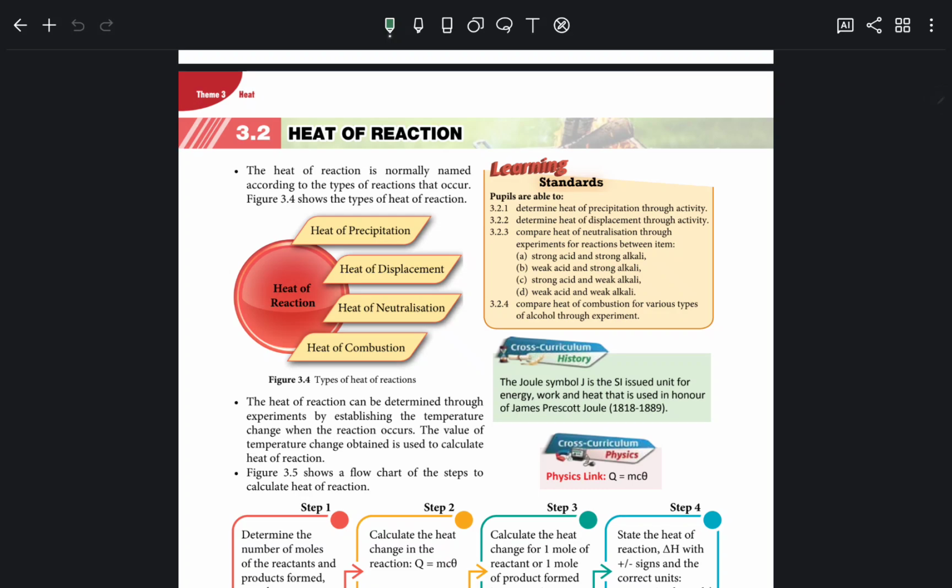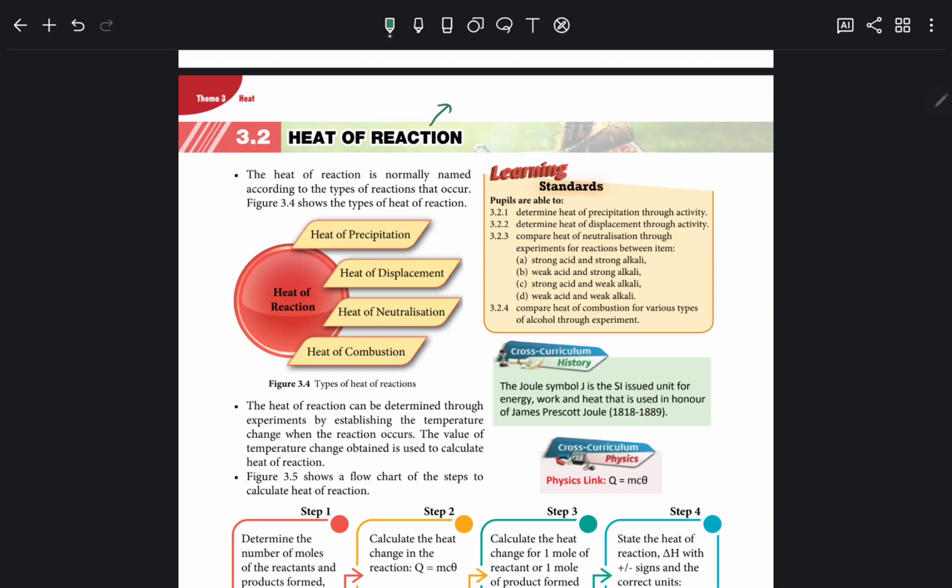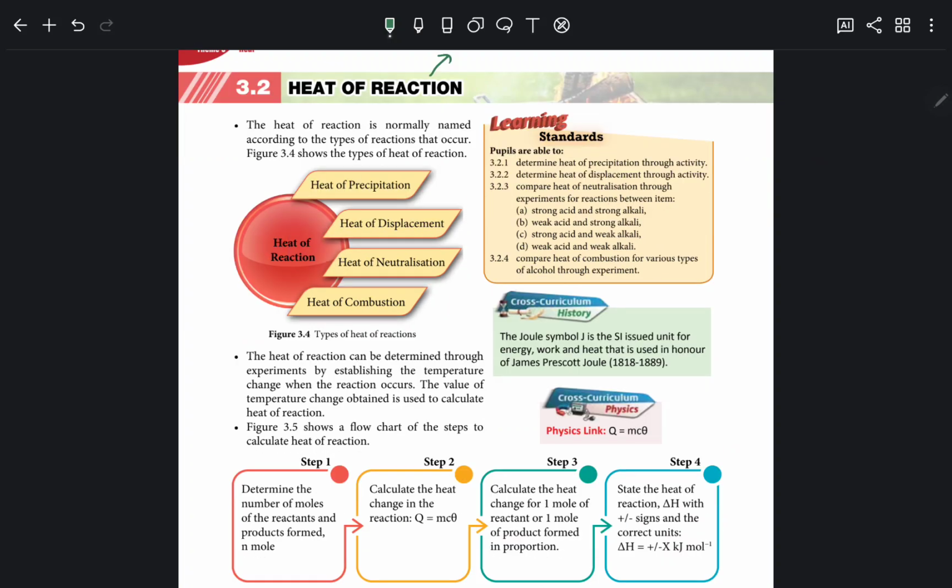And come, let's see what is heat of reaction. Okay, heat of reaction ada tak payah tulis lah. Heat of reaction ni kat bawah ni ada. Through precipitation process we got heat of precipitation. Through displacement process we got heat of displacement. And through neutralization process we got heat of neutralization. And through combustion process we got heat of combustion.